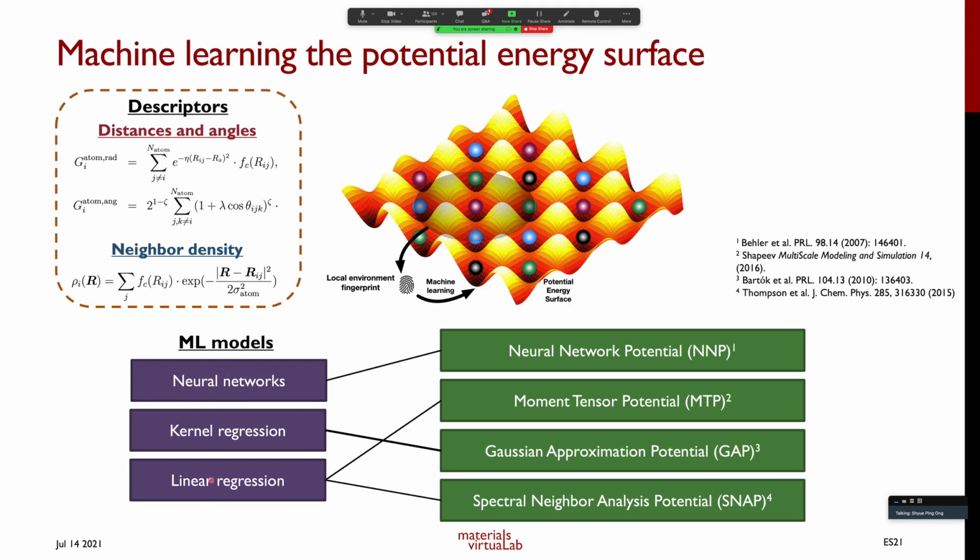Some of them are very simple linear models, essentially linear regression. For example, the spectral neighbor analysis potential, or SNAP, or the moment tensor potential, essentially take the local environment fingerprint and express the potential energy surface as linear combinations of those fingerprints, right? There are also methods that use kernel regression, for example, the Gaussian approximation potential from the group of Gábor Csányi, which uses a Gaussian process regression method with something related to the neighbor density. And finally, you have neural networks, and Behler actually uses neural networks together with his symmetry functions. Okay.